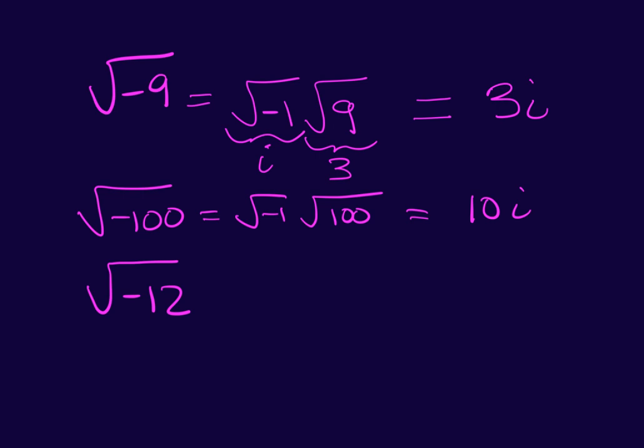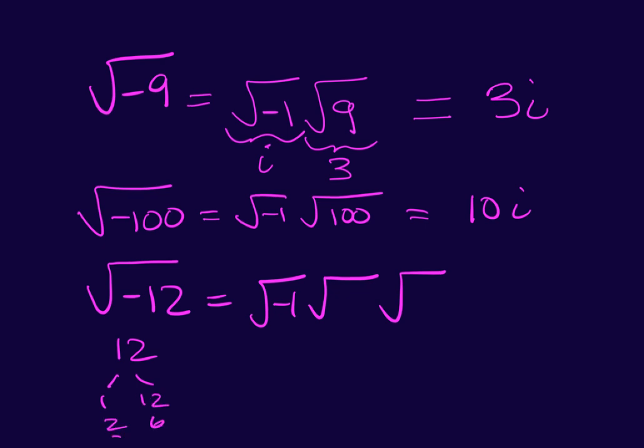So 12 is not a perfect square. What I have to do is rewrite 12 as two numbers. I'm actually going to put the negative 1 right there, and I'm going to focus on just the 12 now. So what numbers can multiply to a 12? Well, 1 and 12, 2 and 6, and 3 and 4. I want to pick the pair where one of them is a perfect square, because that will help me simplify more. So I'm going to go with the 3 and 4.